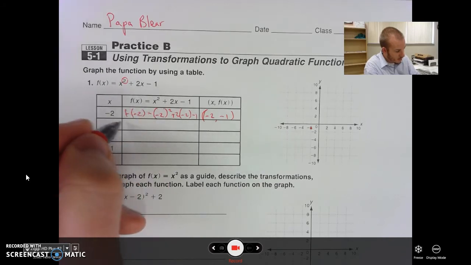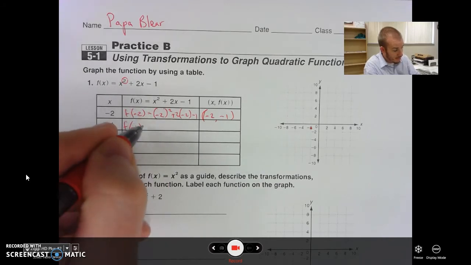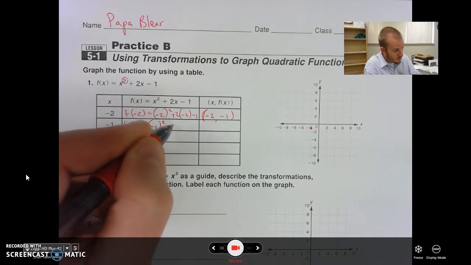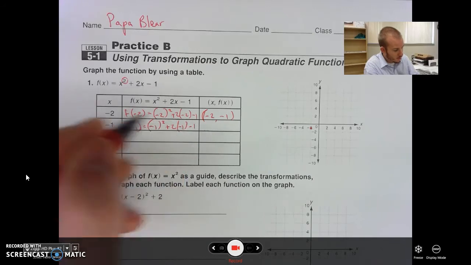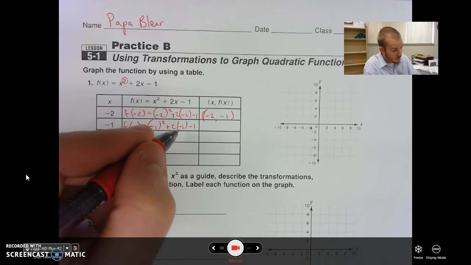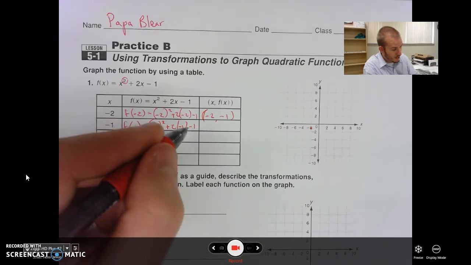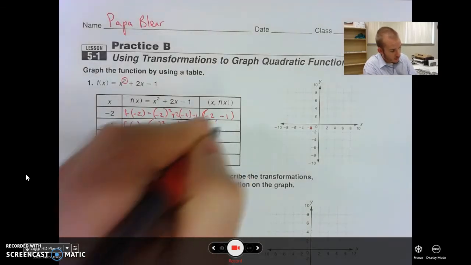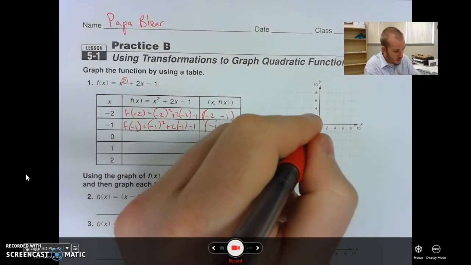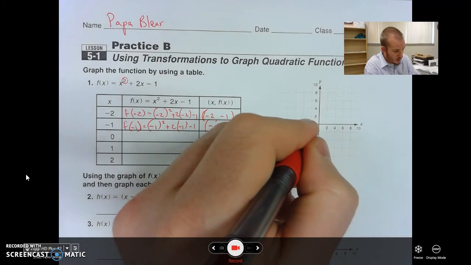And then here we go for the next one, f of negative 1. I was double checking my algebra to make sure I did that right. This is going to become negative 1 squared plus 2 times negative 1, all minus 1. Negative 1 squared is positive 1. 2 times negative 1 is negative 2, so positive 1 minus 2 becomes negative 1, minus 1 is negative 2. So it's going to be negative 1 comma negative 2, and that's over here.